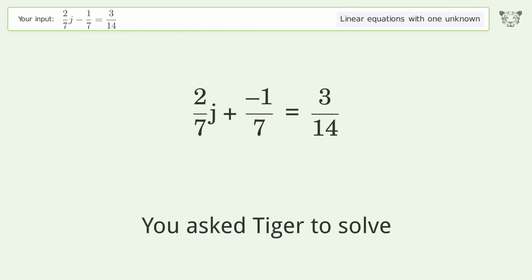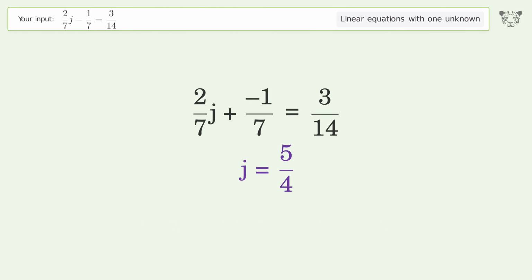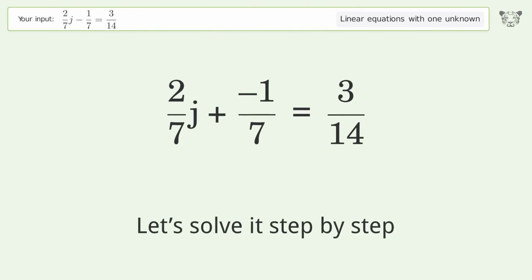You ask Tiger to solve. This deals with linear equations with one unknown. The final result is j equals 5/4. Let's solve it step by step.